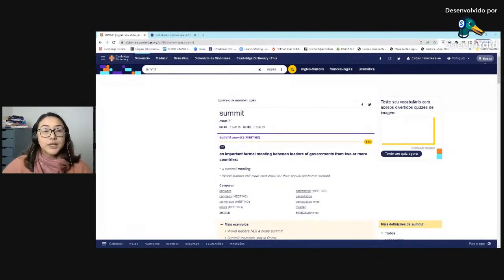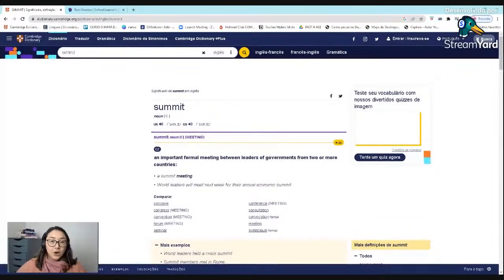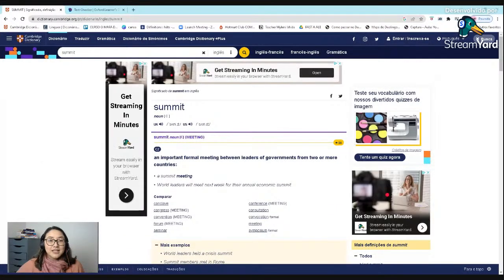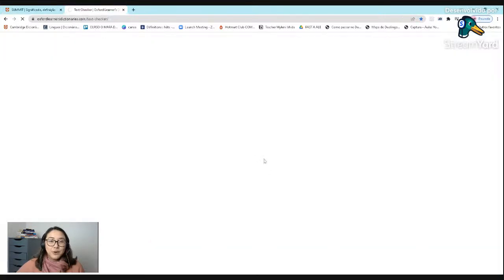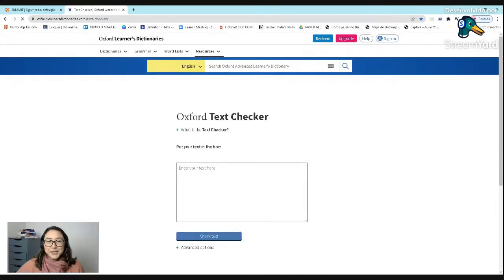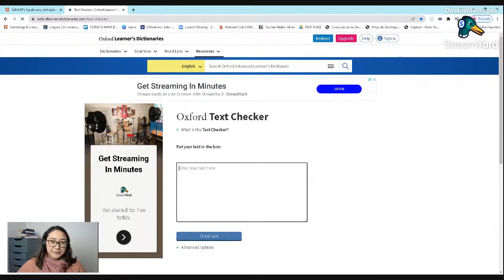Okay, great. So this is the dictionary, right? Together with the word lists of Oxford. The next one is called the Oxford Text Checker. And why is it important? Imagine you need to do some homework. You're writing. For example, you are studying for the Duolingo or for the IELTS, okay? And you want to see if your essay has advanced level words. What do you do? You take your text, copy and paste here.